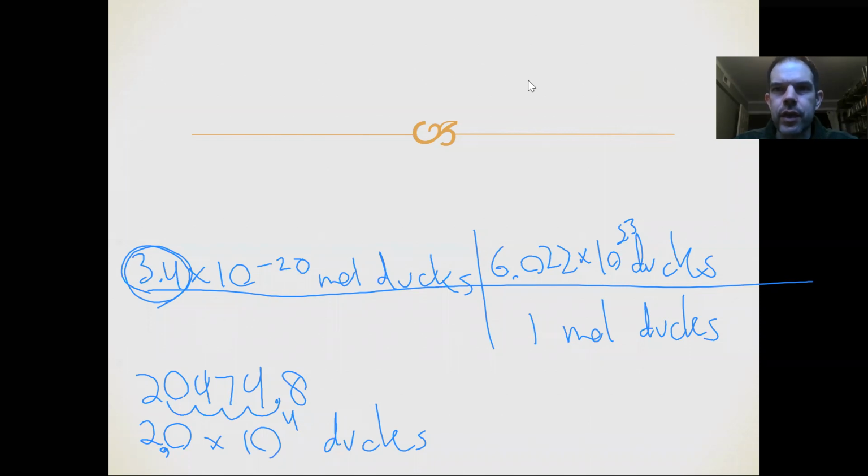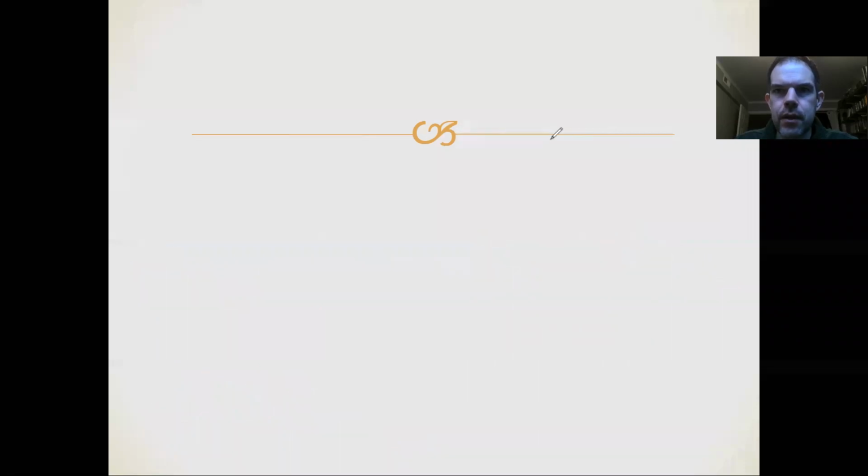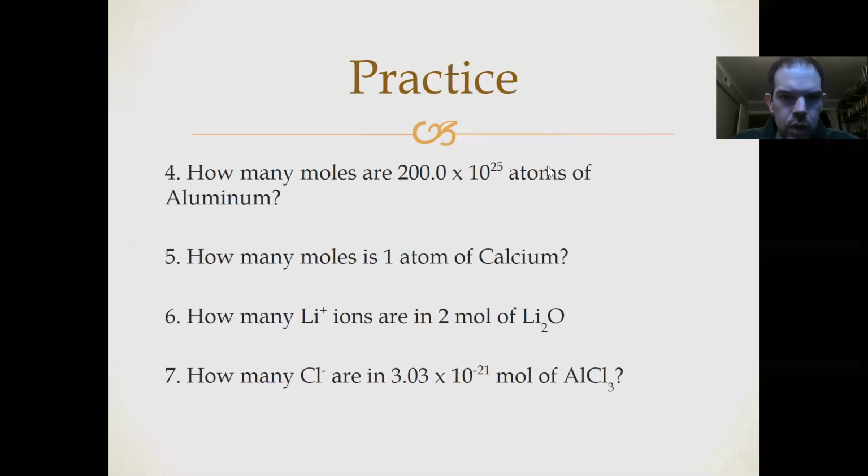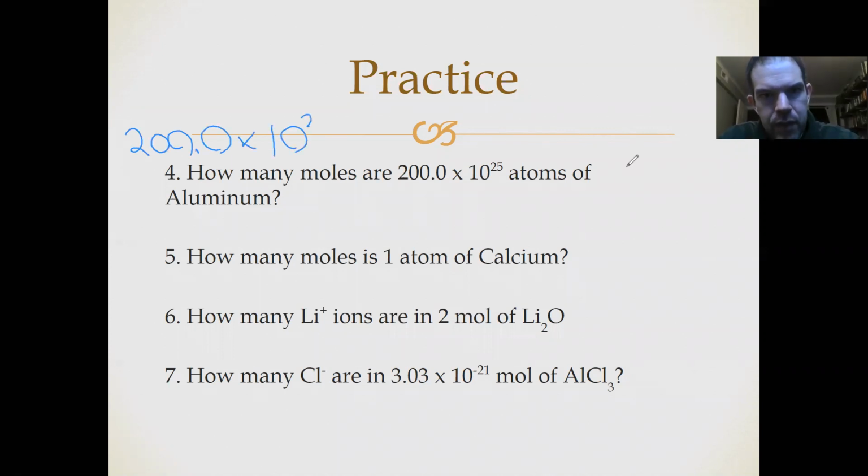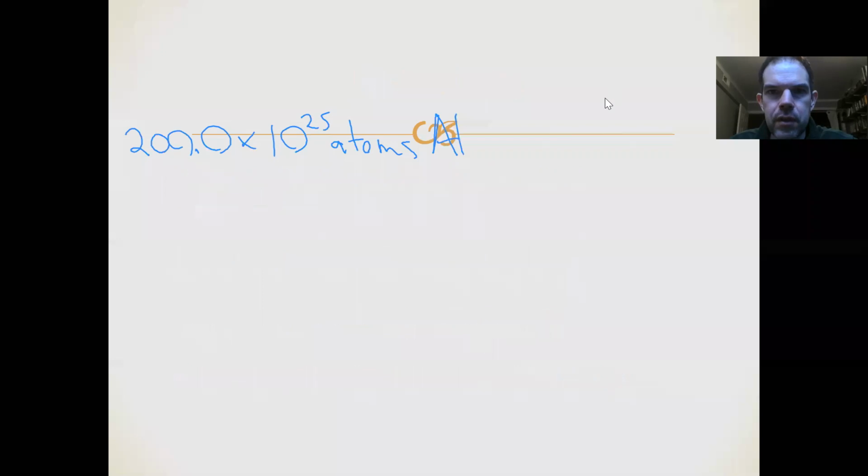Give me a second. I'm going to go ahead and wipe the screen. Cool. So we're going to go ahead and do 4 and 5. I'm going to ignore the other ones for now. So we're going to start with 200.0 times 10 to the 25th atoms, and that's aluminum. And then we're going to move towards moles because that's what we want to find, moles here.